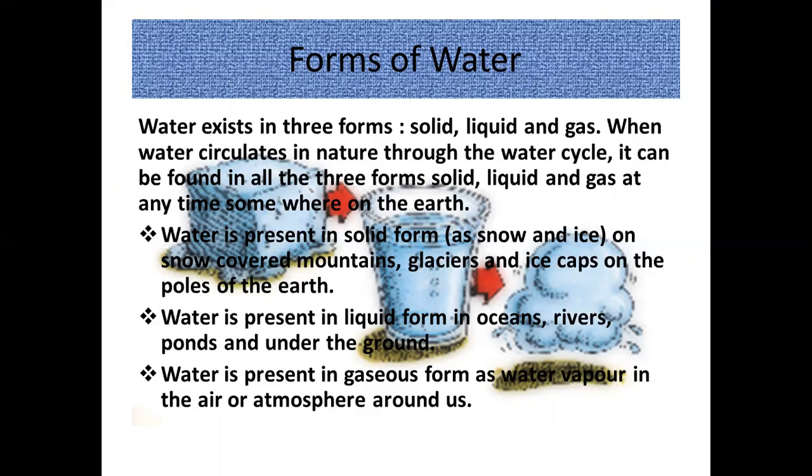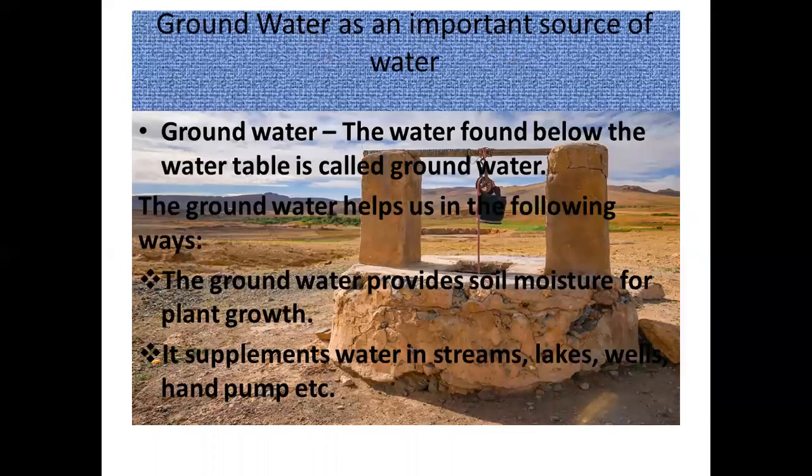It is present in liquid form in oceans, rivers, ponds, and under the ground, which forms the groundwater. Yes, you have already studied the groundwater and the water table. Water is present in gaseous form as water vapor in the air or atmosphere around us. Groundwater is a very important source of water.